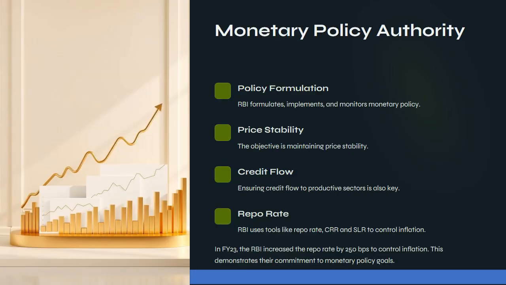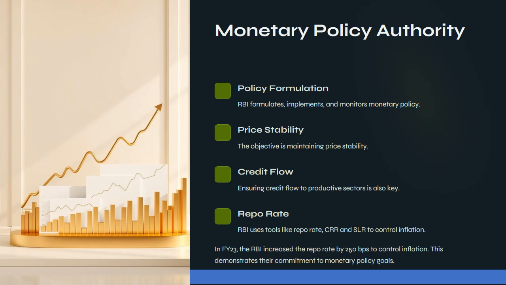Let us see now what the main functions of the RBI are. Monetary Policy Authority. The RBI is the ultimate monetary policy authority. There is none other than this. And what are the main responsibilities the RBI has in terms of monetary policy authority? The first one, policy framework. That is also nothing but policy formulation.